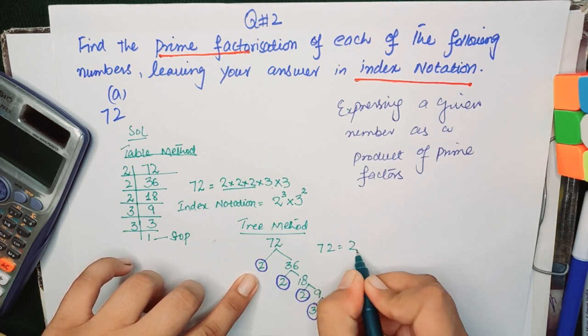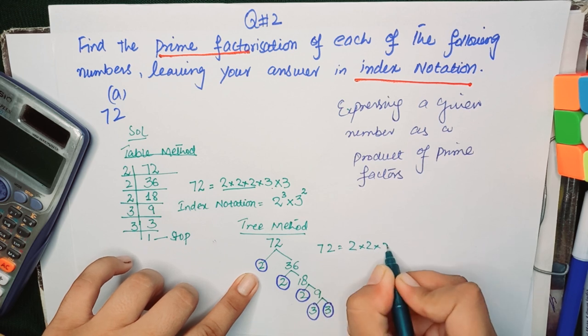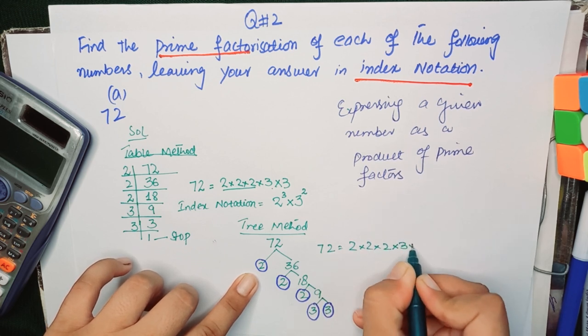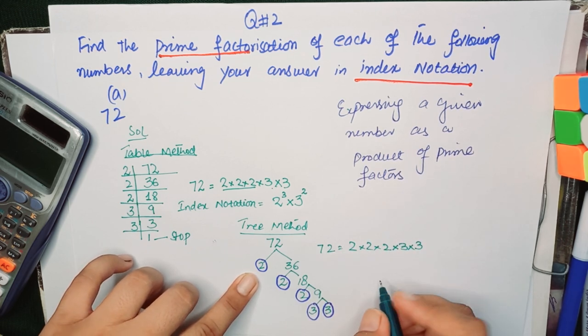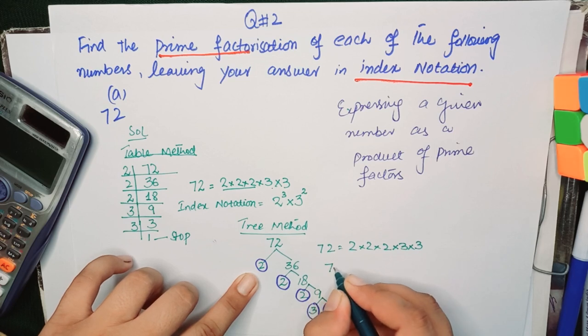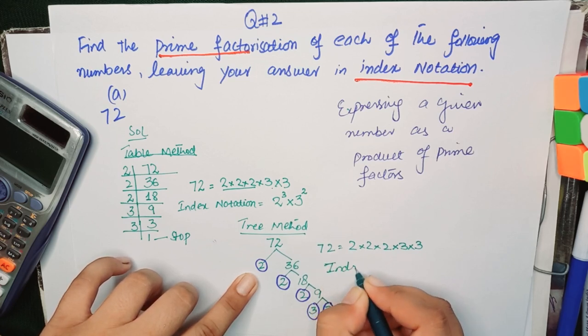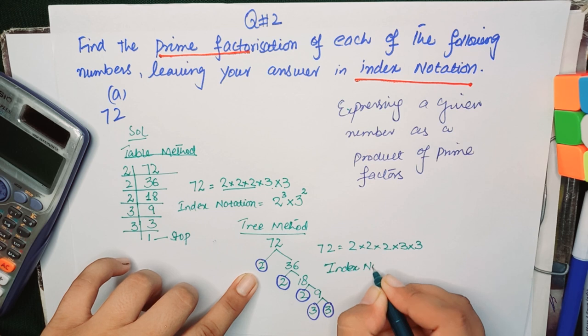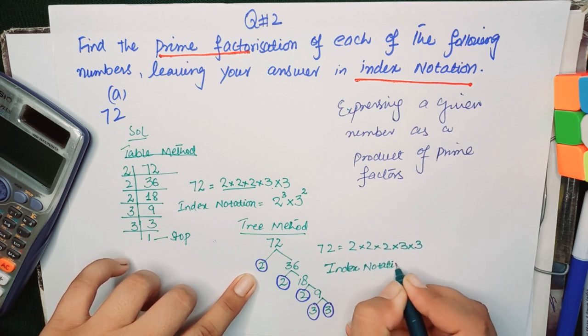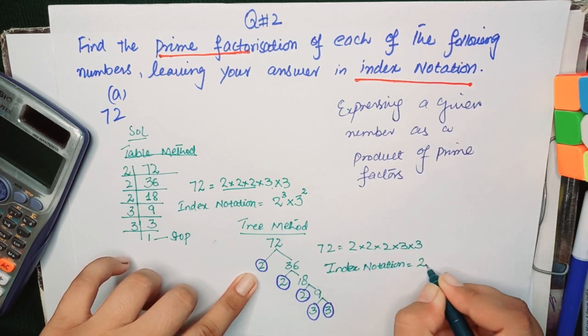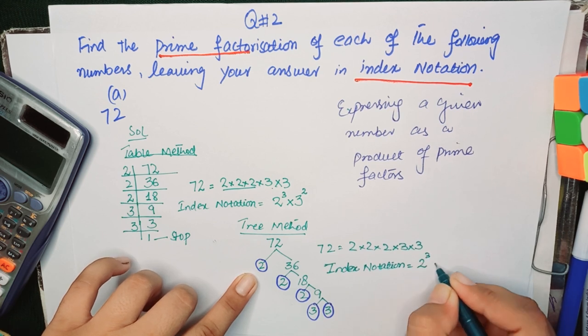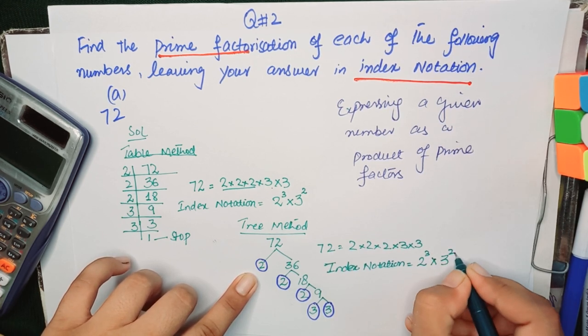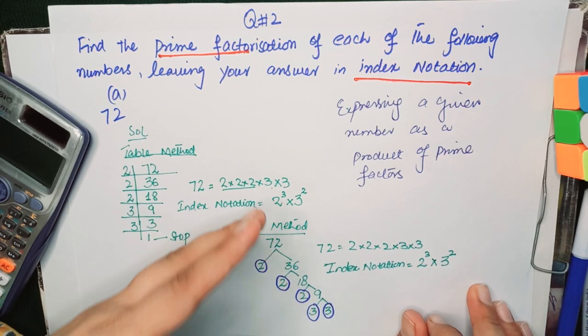So I can write it as a product. इसको product की form में लिखना ही तो prime factorization है. So we will write it like this. Now index notation of prime factors of 72. 2 is 3 times, so we will write 2 to the power 3, and 3 is 2 times, so we will write 3 to the power 2.